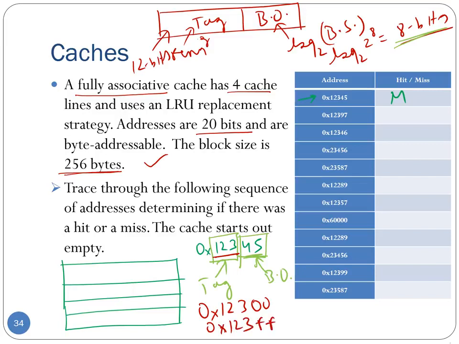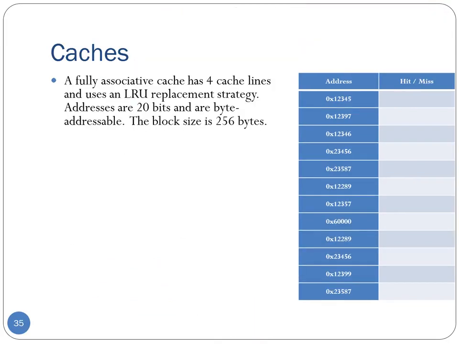Okay, so this is the key to solving the problem. You need to first figure out the address division, and then you have to figure out, for every cache miss, what range of addresses is brought in. Okay, so let's solve this problem here on the next slide.